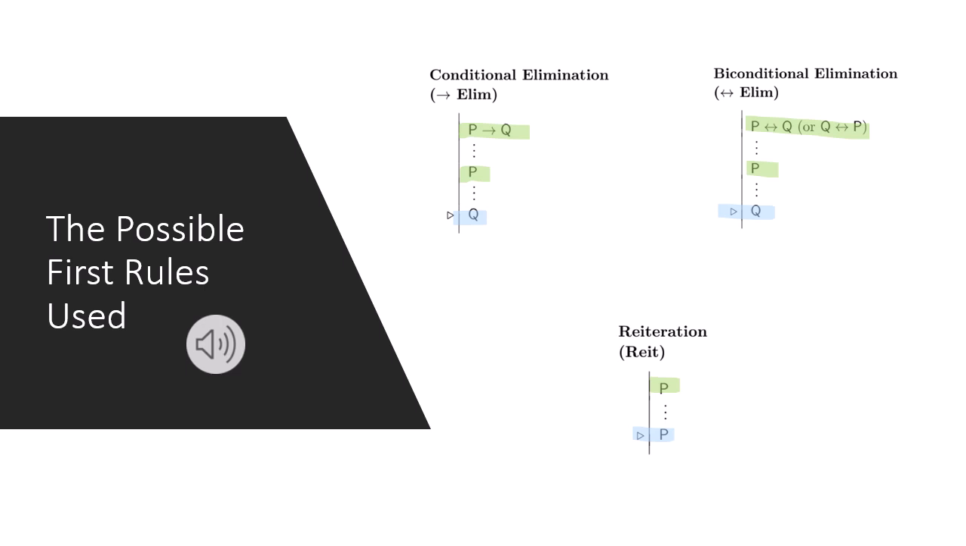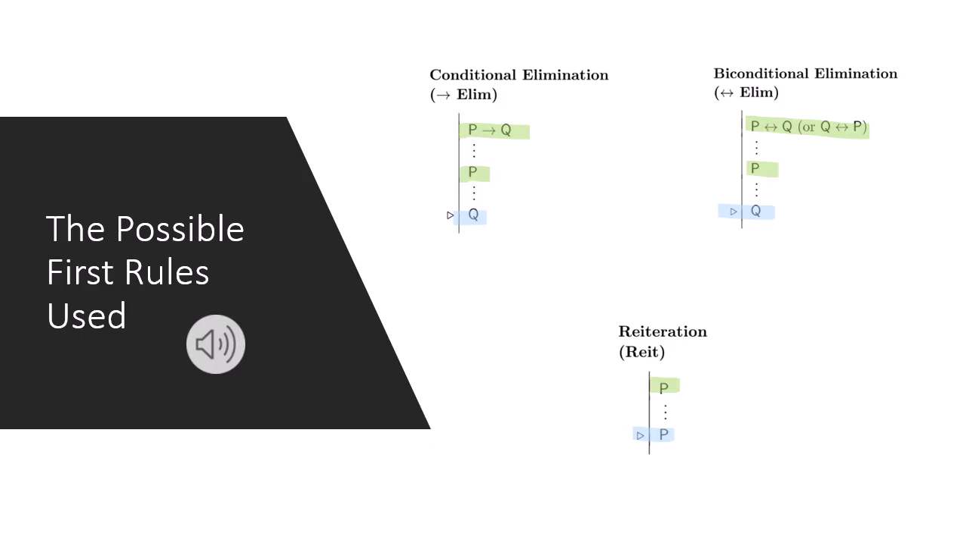But if we consider the truth table for a moment, the only possibility is that Q had to be true as well. Because if P was true and Q was false, then the conditional would be false, just based on its truth functional table. And therefore, that Q on the bottom line is a tautological consequence of those two lines in green.